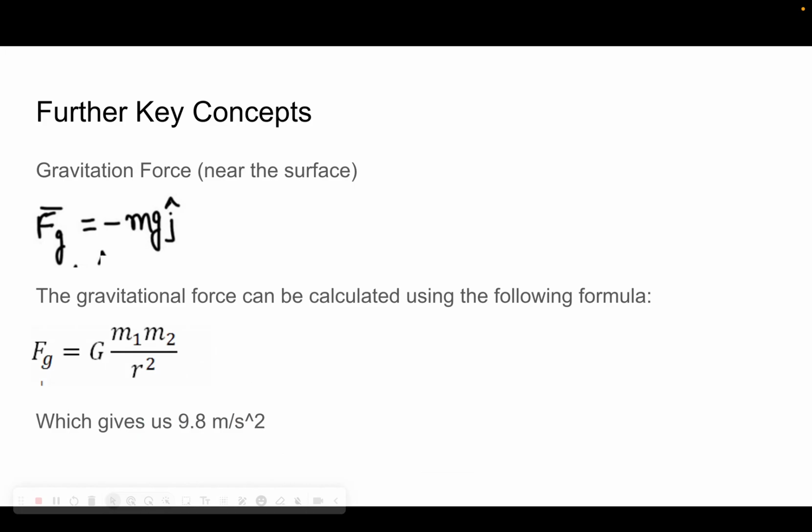Some further key concepts: we have the gravitational force, the force of gravity, near the surface of the Earth, which is shown by negative mg j hat, or y hat. The gravitational force can be calculated using the formula G m1 m2 over r squared. You would plug in negative mg for Fg and cancel m2 on the right side, and then m1 would be the mass of the Earth, which is 6 times 10 to the 24, and the radius is 6.4 times 10 to the 6th. This gives us 9.8 meters per second squared.